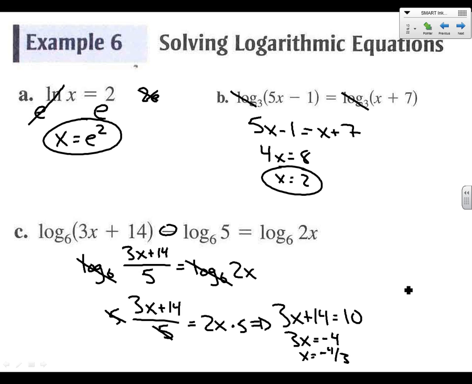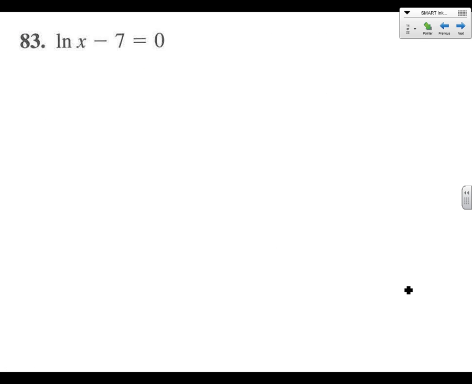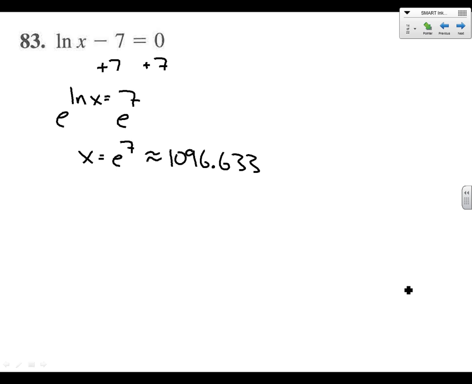All right, let's try one on our own. Problem 83. All right, first step, let's add the 7. Natural log of x equals 7. How do we get rid of the natural log? E is our base, so x equals e to the 7th on problem 83. And I'm just looking at the instructions to see if they said leave it like that or approximate it. They did say approximate it, so let's plug it into our calculator. And if we do that correctly, we're going to end up with 1096.633. 3 decimal places is what they want.